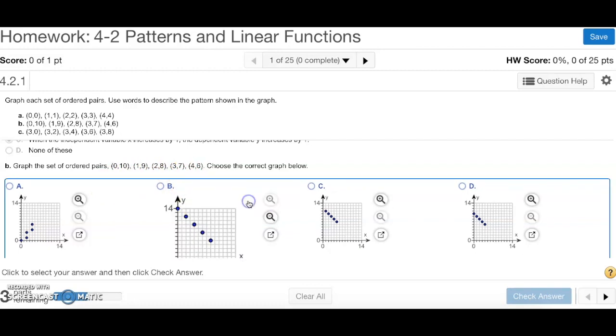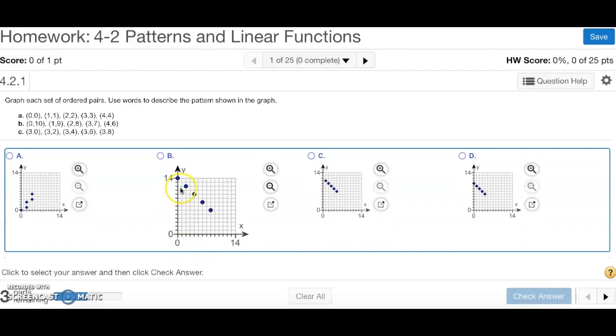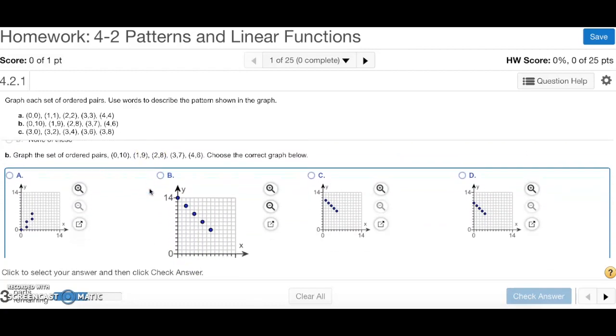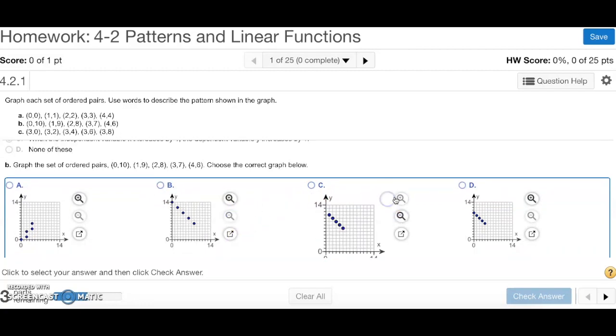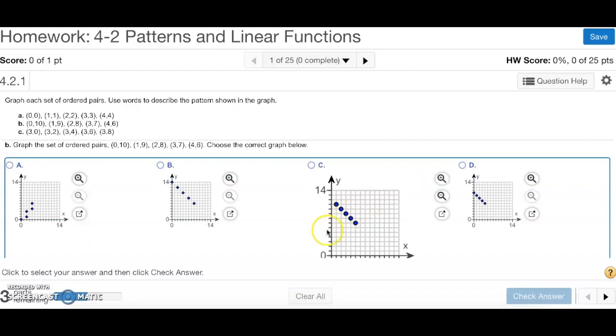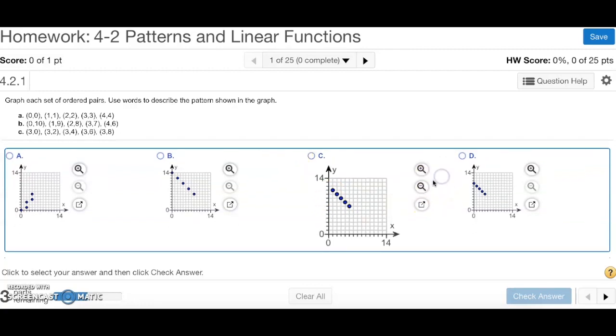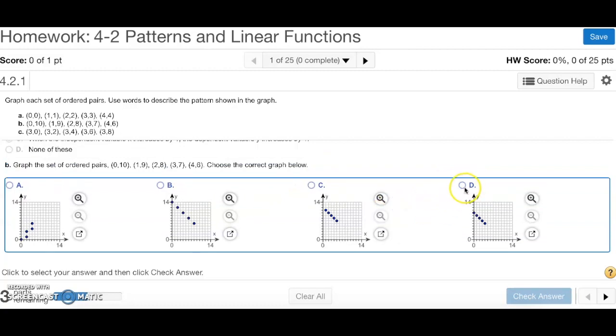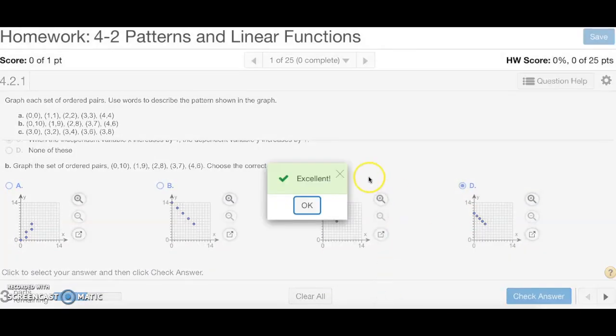Let's start with B. So we have 0, 14, which automatically tells me it's not going to be B. Let's check C. Okay, so we have 0, 1, 2, 3, 4, 5, 6, 7, 8, 9, 10. Okay, so it's not going to be C. So that means it's going to be D. It starts at 0 and goes up to 10. And it's decreasing, so that's the graph for B.